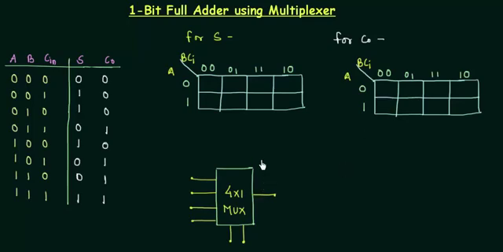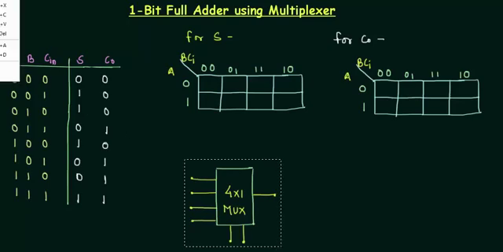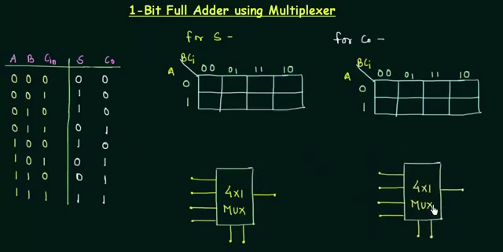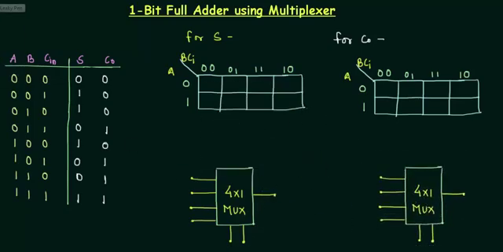Similarly, I will require another 4x1 mux. This 4x1 mux is for the sum, and we need one more 4x1 mux for the carry output. So I will copy this, and then paste. So we have everything which is required to do the implementation. So let's move. The next step is to fill these cells depending upon the values written here.